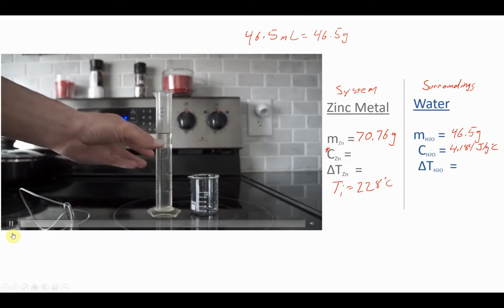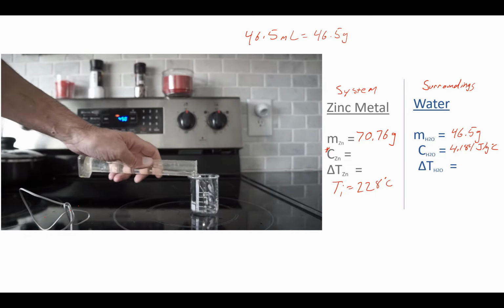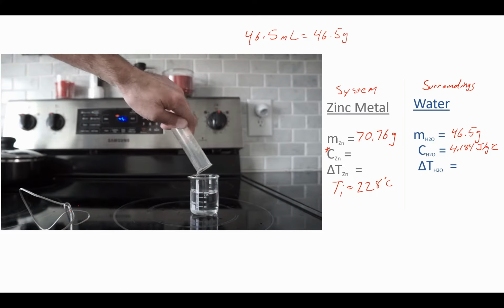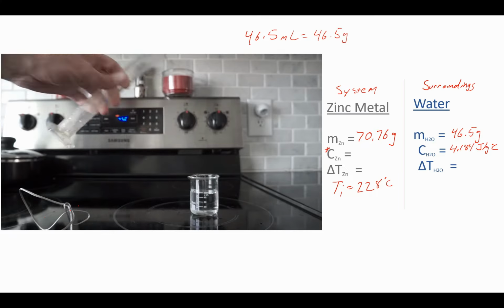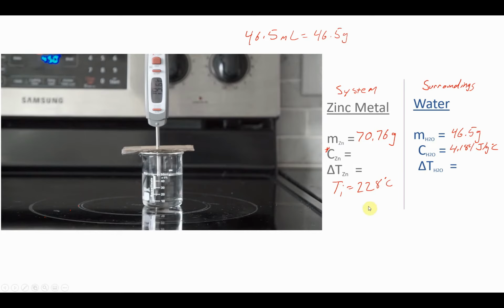Let's see. All right, so we're going to take our accurately measured water and pour it in the beaker. Remember, we can't measure volumes accurately in a beaker. That's why we did that. It says 19.6. So our initial temperature of our water is 19.6 degrees Celsius.